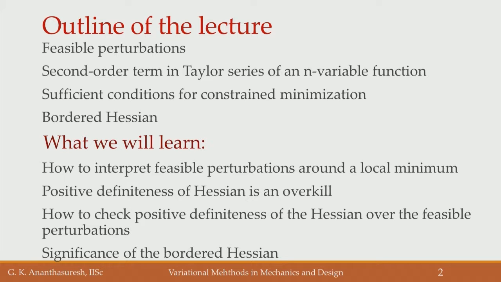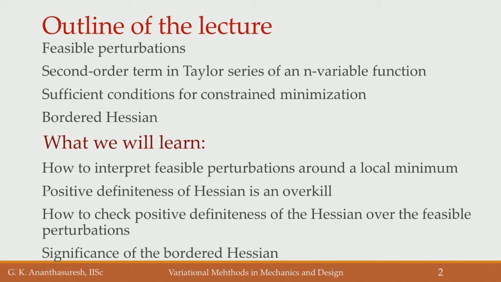Using that, we will establish sufficient conditions and then introduce a term that is not often found in optimization books called bordered Hessian. Some good books do talk about it, many of them do not. This concept of bordered Hessian is very important to know if a given minimum is sufficient or not, to do it easily.